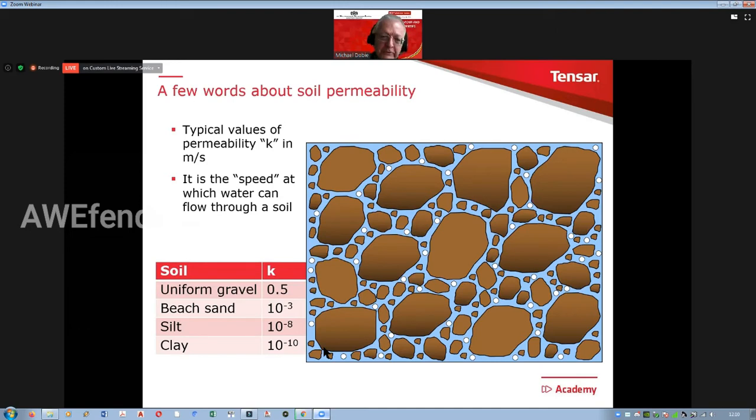And I put four different soils down there, and also their K values: a uniform gravel, a beach sand, maybe from Kuta, a silt and a clay. The numbers become incredibly small, to the extent that they're really rather difficult to see their meaning. When I tell you that clay has a permeability of 10 to the minus 10 meters per second, you might say, whoa, that's obviously very small. But I have a way of thinking about this which is a little bit easier.